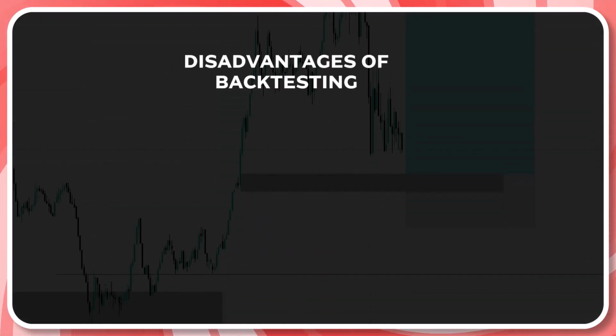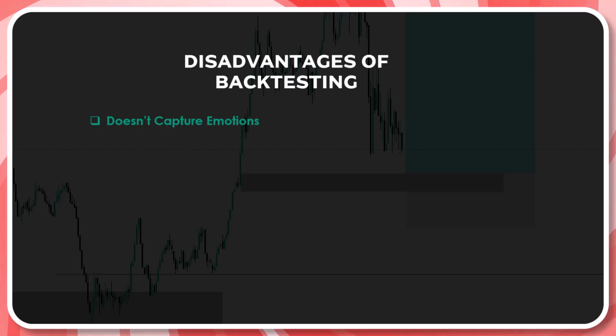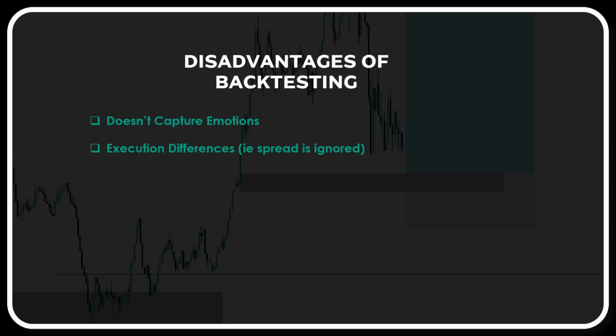What are the disadvantages of backtesting? Let's look at them. Backtesting doesn't capture your emotions. When you are backtesting, there's no real money that you've put into it, and that means you are not going to be attached to it emotionally, right? Backtesting also has what we call execution differences. For example, it doesn't account for spreads in the market. When you are trading live, sometimes your broker may have a spread which you need to cater for before entering the position. Sometimes there may be delays in brokers. Backtesting doesn't account for those things, right?